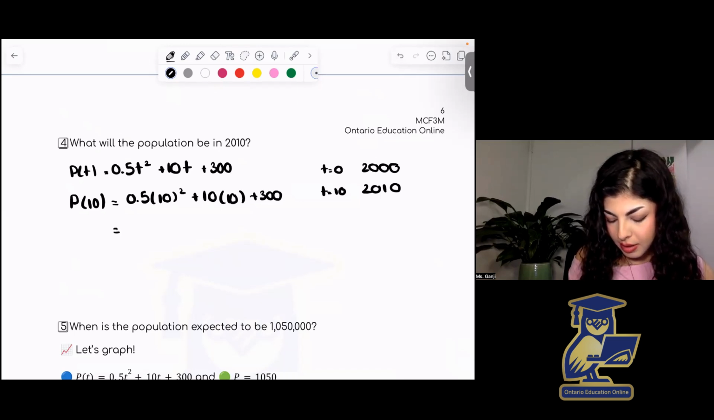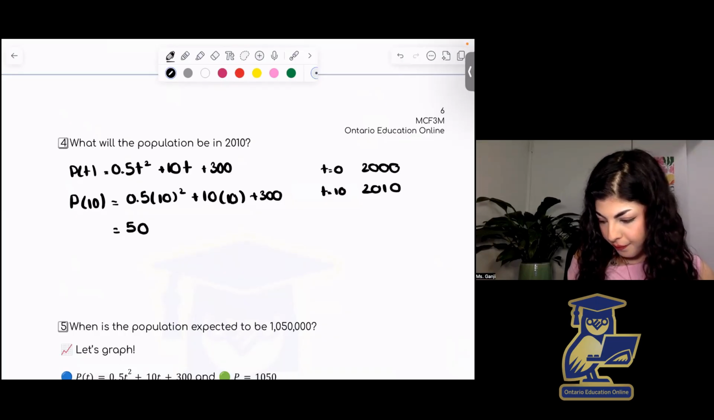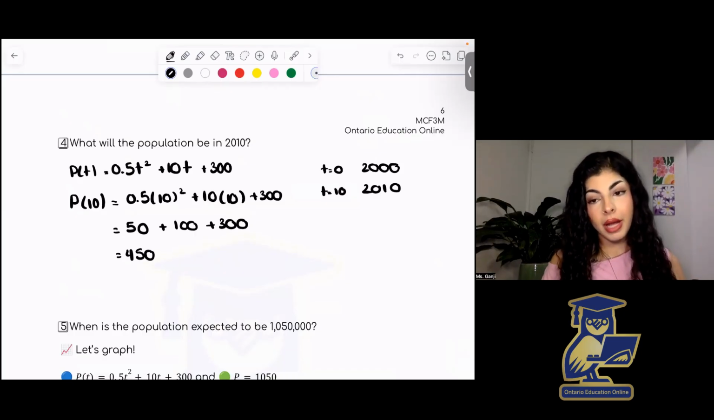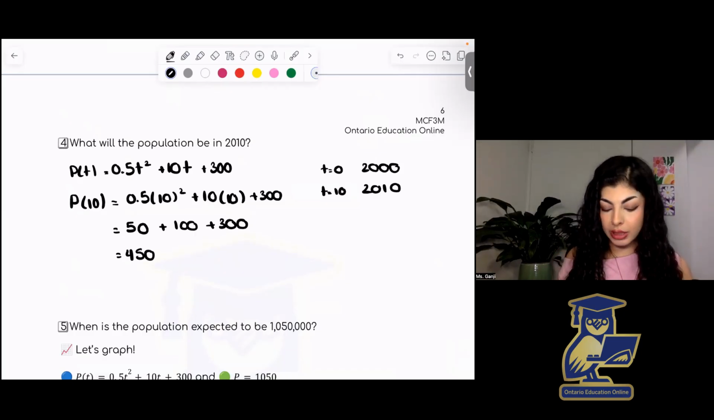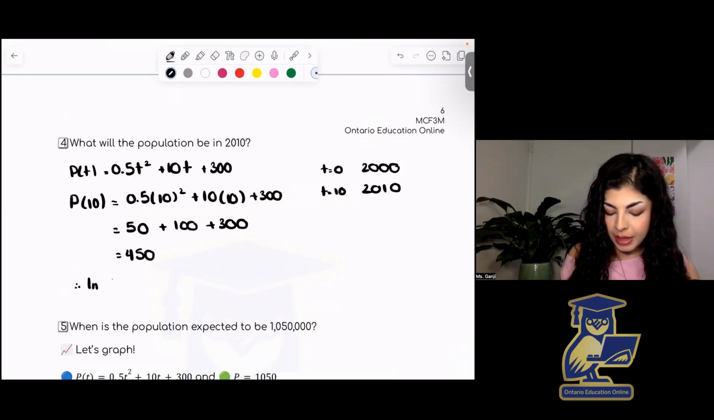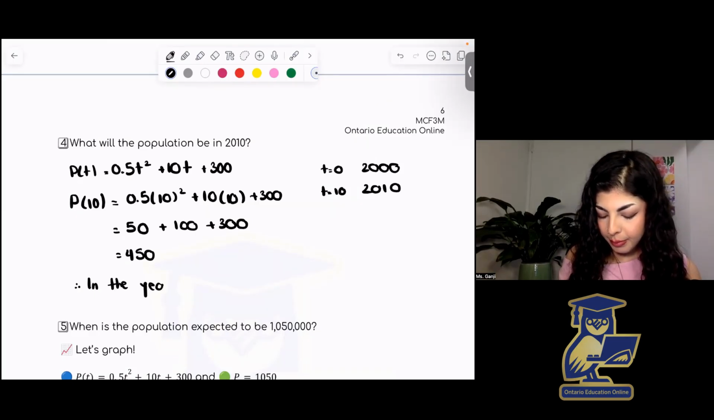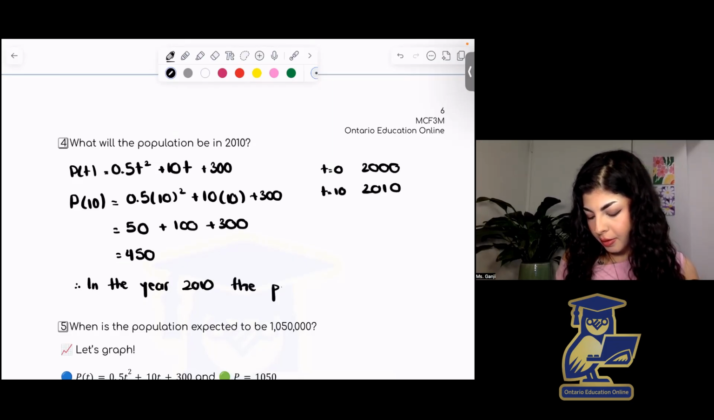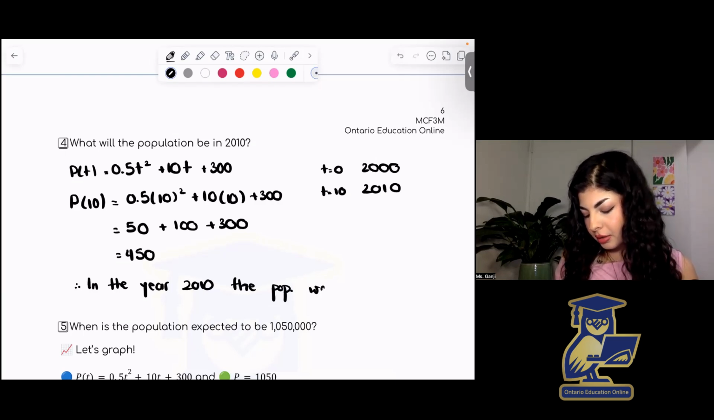And so we get 50 plus 300. So 450. But again, 450,000. So you would write, therefore, in the year 2010, the population was 450, and you can just write 1,000. That will work.